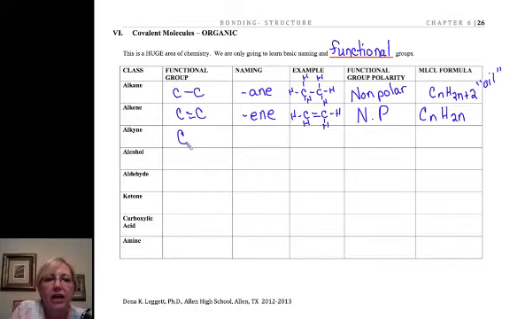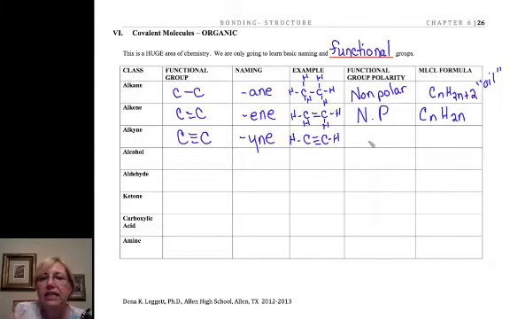And finally, our alkynes are the triple bond. They end in YNE. And again, to make that triple bond, you lose another two hydrogens. They're all hydrocarbons. Hydrocarbons are non-polar. And this would be CnH2n-2. Okay? Now, let's switch to another group.